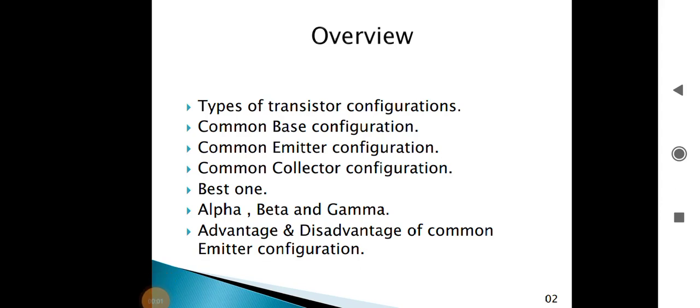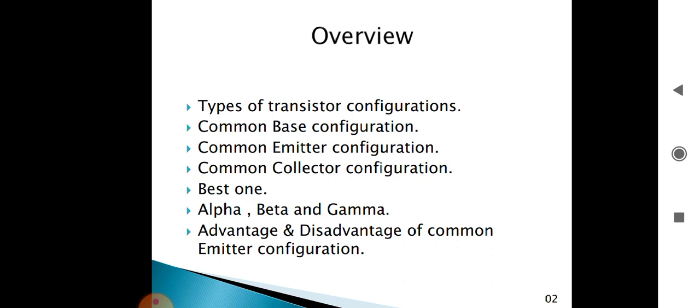Good afternoon, students. In this lecture, we will see transistor configurations. As we studied in the previous lecture, what is the transistor, how many terminals it has, how many junctions it has. So a transistor is basically an active device which is used for amplification purposes.